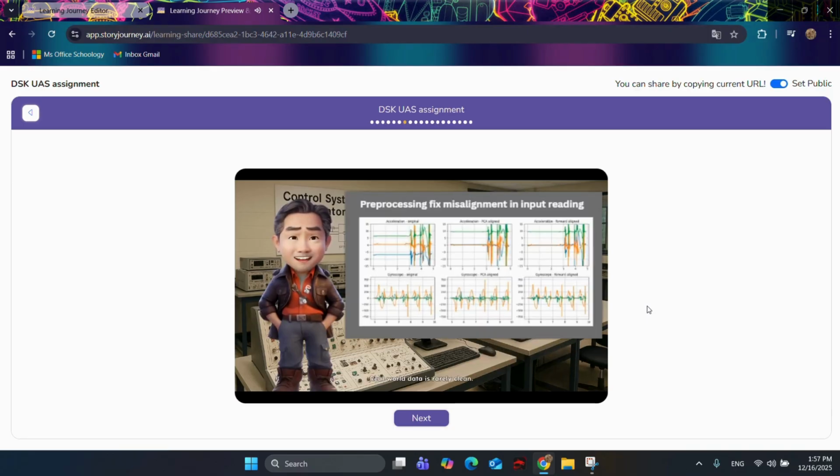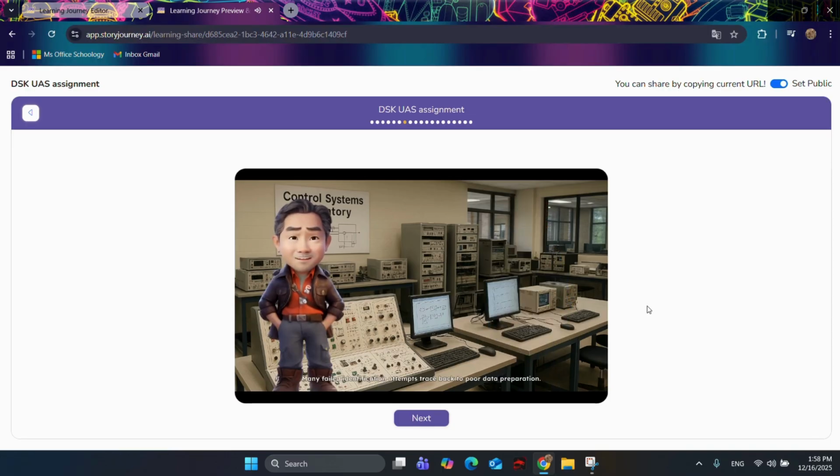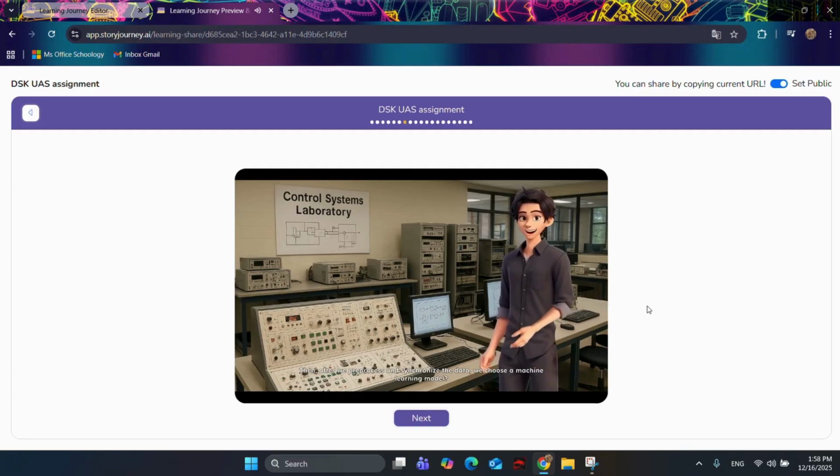Correct. Real-world data is rarely clean. Sensors can lag, vibrate, overshoot, or misalign. Pre-processing fixes these issues. So if pre-processing is sloppy, even a great model will perform badly? Absolutely. Many failed identification attempts trace back to poor data preparation. Then, after we pre-process and synchronize the data, we choose a machine learning model.